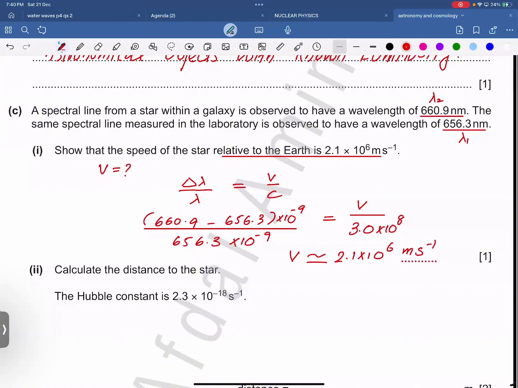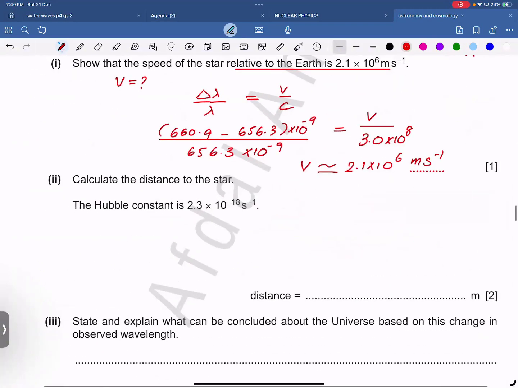Actually, this was the sixth formula. It is about Doppler's shift. Change in wavelength over wavelength, v over c. v is the speed of recession and c is the speed of light in free space or vacuum.